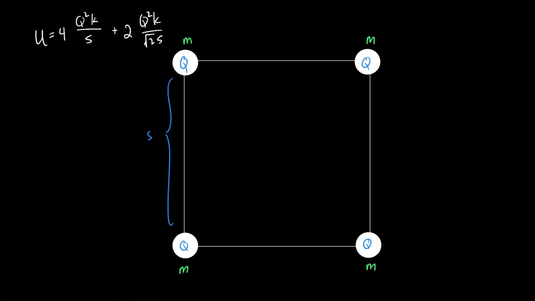So again, this is the amount of energy it took to assemble this system. What would happen if we release them? What would be the velocity of one of the particles after they've been traveling for a very long time?